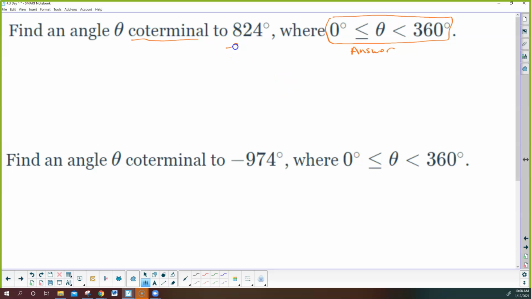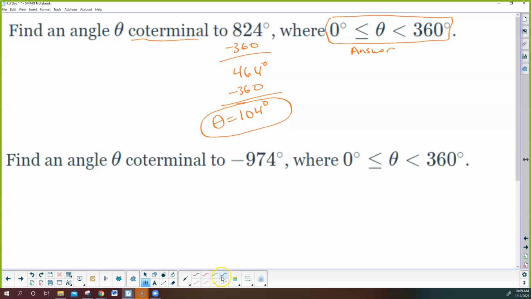Well, what we need to do is just take this and keep subtracting 360 from it until we get our answer. So if I do it once, I get 464 degrees left over. That's coterminal to 824, but that is not in between here. So then I just have to subtract again. And when I do that, my answer is 104, and that fits right in between. So it's really quick, just coterminal, you're adding or subtracting 360.